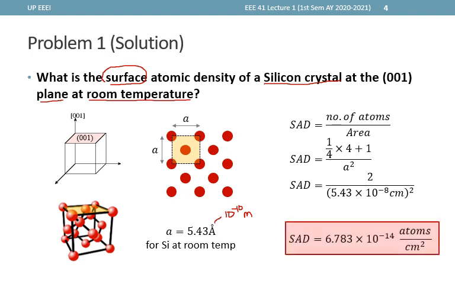Now, with the help of our friendly calculators, you should be able to compute the following. So the surface atomic density for a silicon crystal at the 001 plane at room temperature is 6.783 times 10 to the 14 atoms per cm squared. And that's the final answer for problem 1.